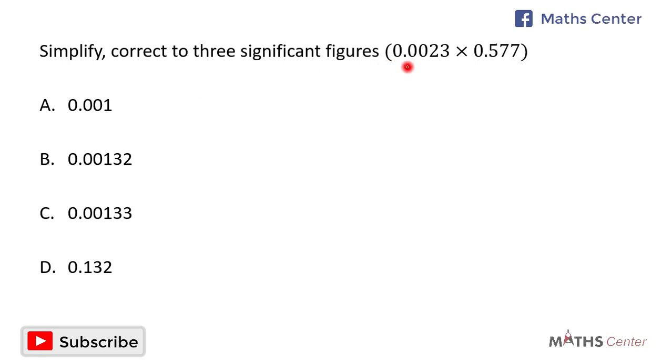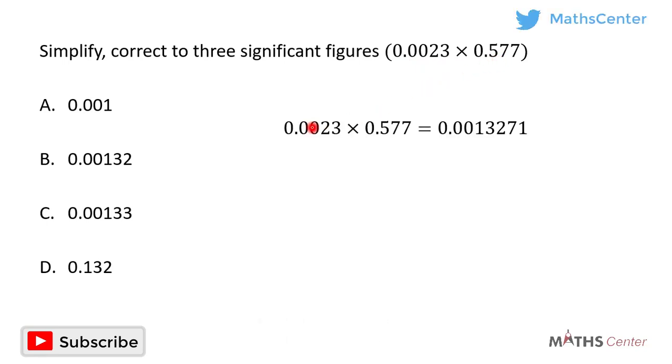The question wants us to multiply 0.0023 by 0.577 and correct our answer to three significant figures. So we will begin by multiplying 0.0023 by 0.577. 0.0023 times 0.577 will give us 0.00132271. We will have to correct this number to three significant figures.